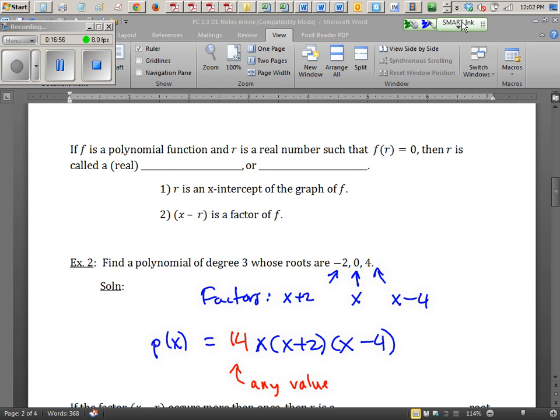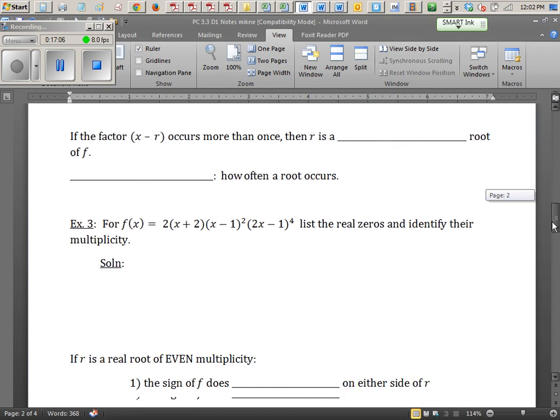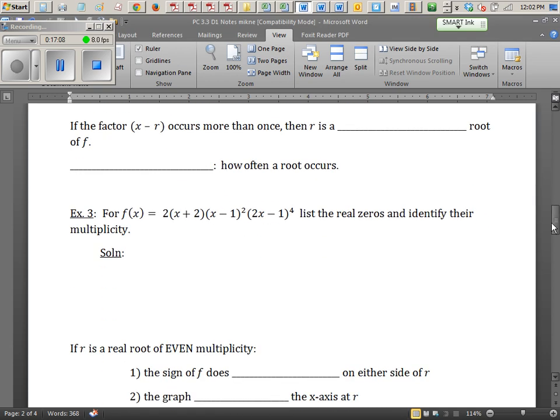Okay? Any questions on that? Pretty simple, right? Okay. Let's go on and talk about the next thing here. This is also something you've talked about before. If the factor x minus r occurs more than once, then we might call it a double root or a triple root. Maybe you've heard those phrases. In this class, we're going to call them multiple roots. And however many times it appears, we'll call that the multiplicity.